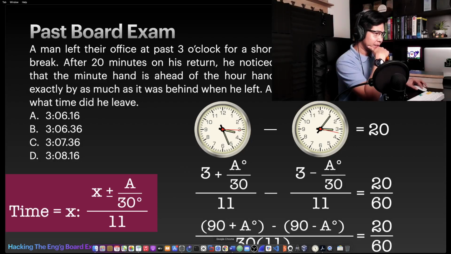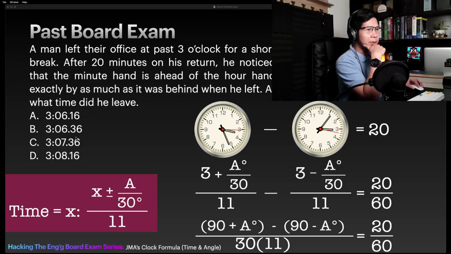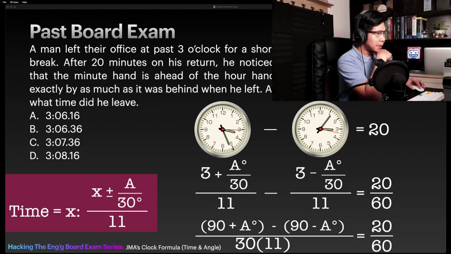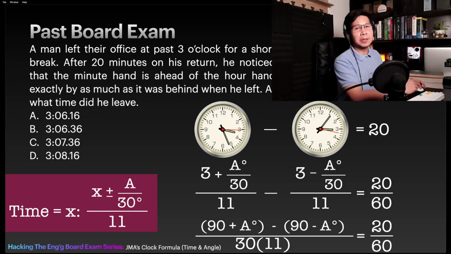Let's show it again. The choices are too close to each other. So, 6.36. So, he left at 6.36. And just add 20 minutes, he returned at 3:26.36. So, this is the 25-minute mark, this is 26. So, it fits. He returned at 3:26.36.